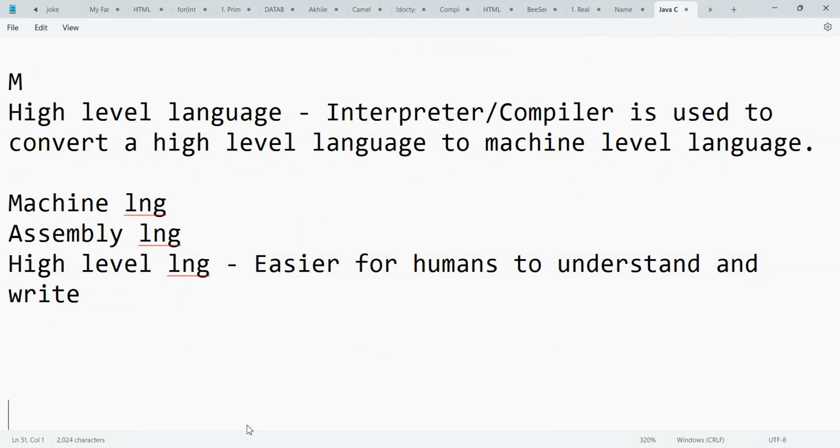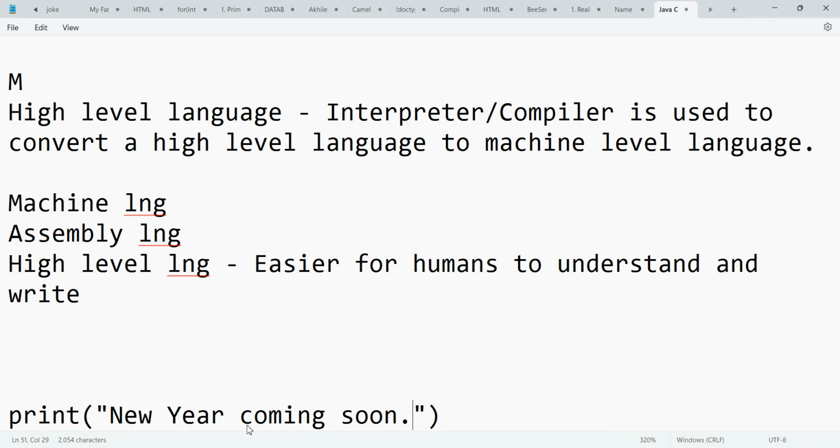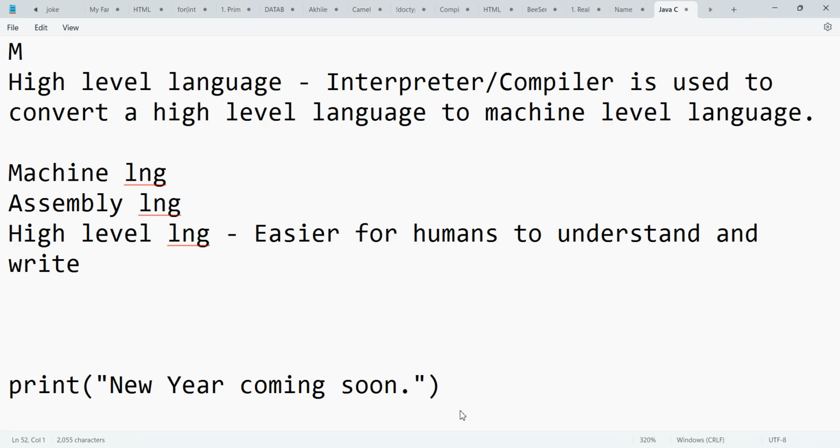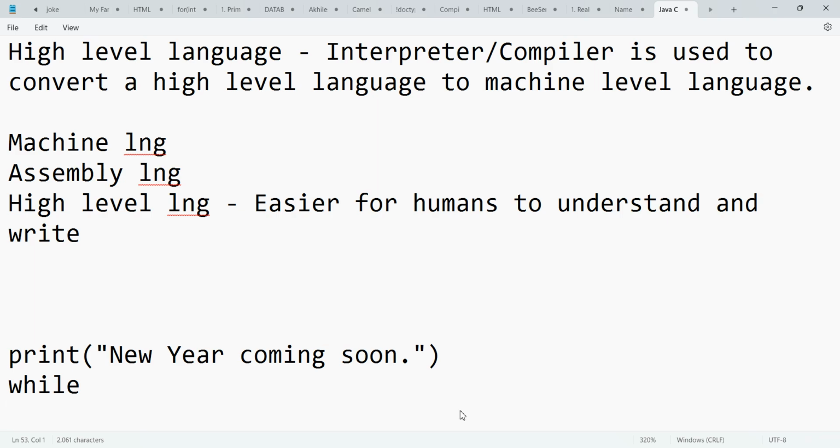Isn't this easier? Say in Python, you simply have to write print and print whatever message you want to print. New year coming soon. You write this much and this gets printed. So easy. You want to run a while loop, you write while. Anyone can understand, anyone can relate. You want to use conditional, you say if. Similar to the if block that we usually say in real life. So you can relate to what is written.